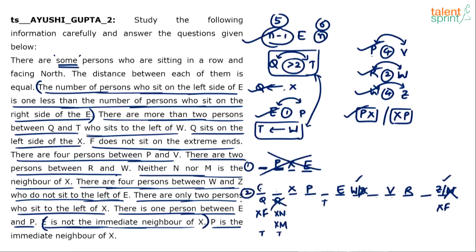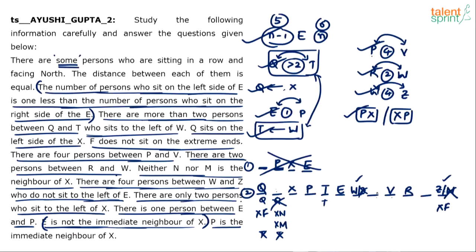If Q cannot come here, then obviously Q has to come here. And if Q takes this position, then the only choice for T is this one. T cannot come in any of these places. So Q and T are also fixed. Right? Q dash dash dash T. There are more than 2 persons. So this part is done. And this part is also done. Yeah? Alright.